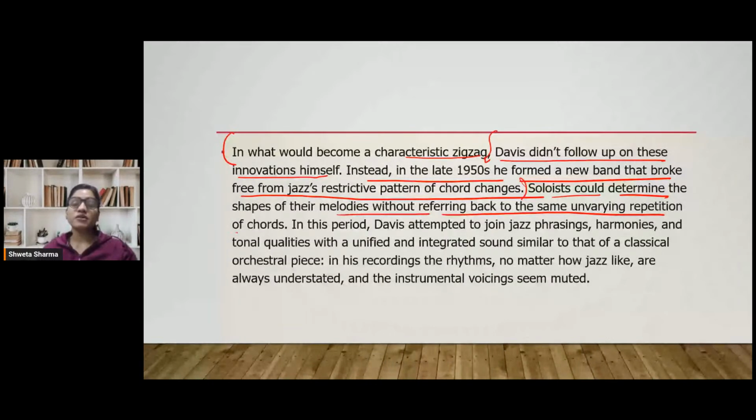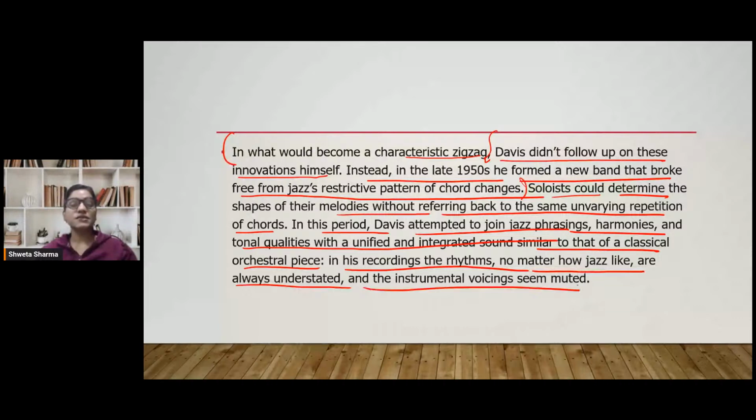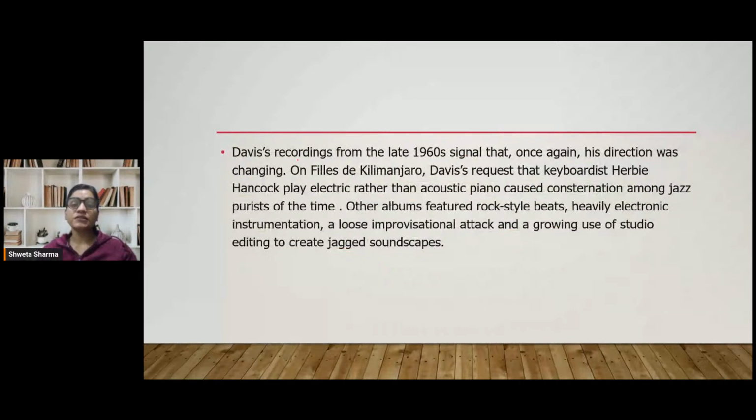In this period, Davis attempted to join jazz phrasings, harmonies, and tonal qualities with a unified and integrated sound similar to that of a classical orchestral piece. In his recordings, the rhythms, no matter how jazz-like, are always understated and instrumental voicings seem muted. Davis's recordings from the late 1960s signal that once again his direction was changing.